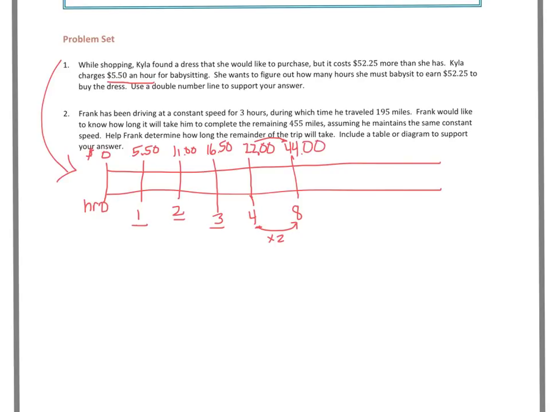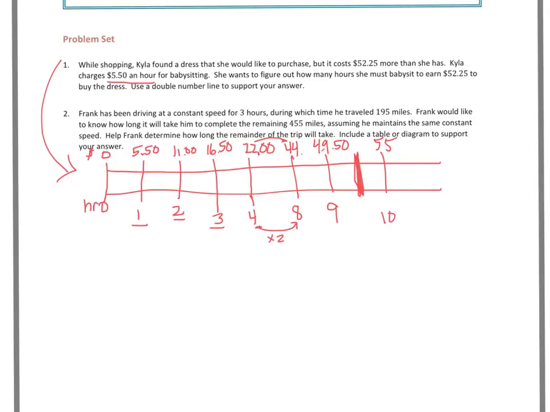So I'm trying to jump up and get there as quick as I can. So at 9, I'm going to add another $5.50 to 44, which will get me $49.50. Now, I only need $52.25. So if I do another $5.50, I'm going to be up at $55. So at 10 hours, that's $55. I need to be right in this area.